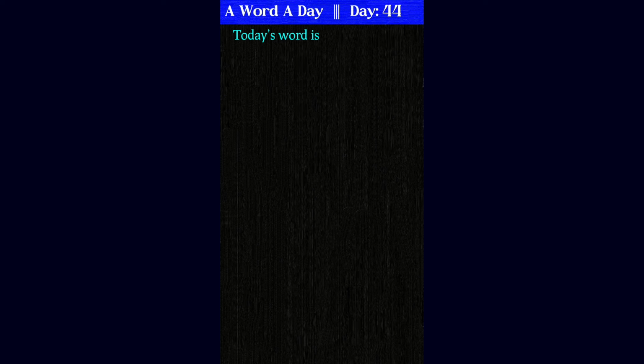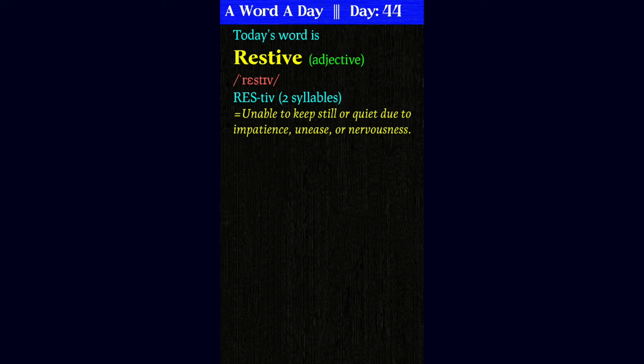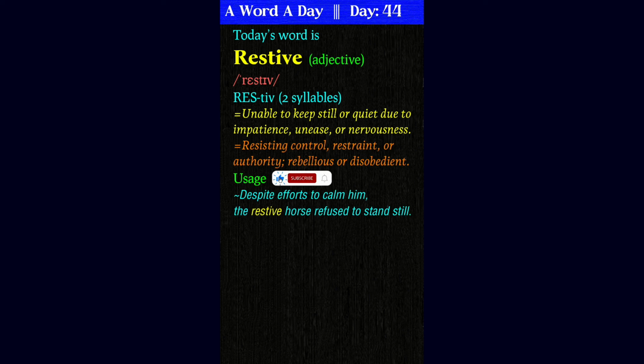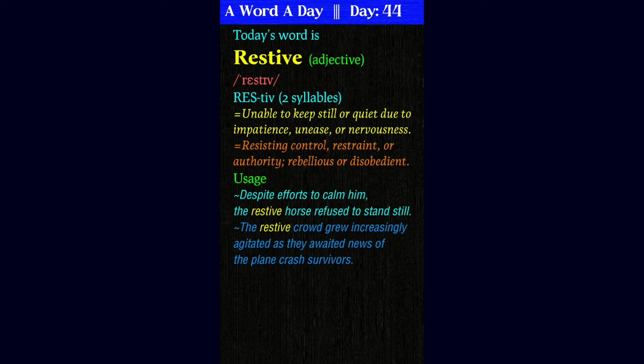Day 44. Today's word is restive. Restive. 2 syllables. Restive is an adjective. Restive means unable to keep still or quiet due to impatience, unease, or nervousness, or resisting control, restraint, or authority, or rebellious or disobedient. Usage. Despite efforts to calm him, the restive horse refused to stand still. The restive crowd grew increasingly agitated as they awaited news of the plane crash survivors.